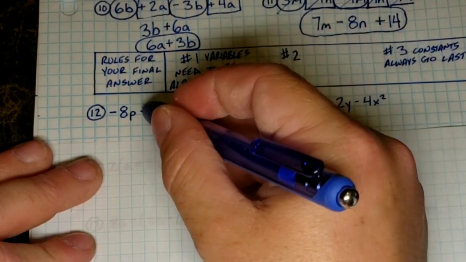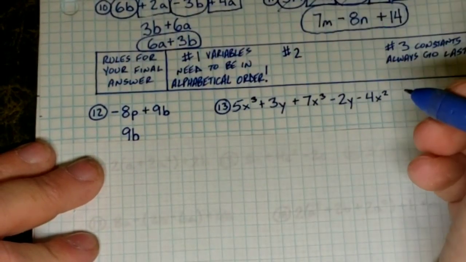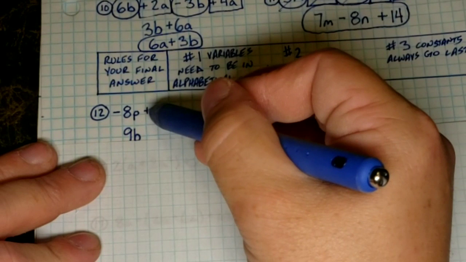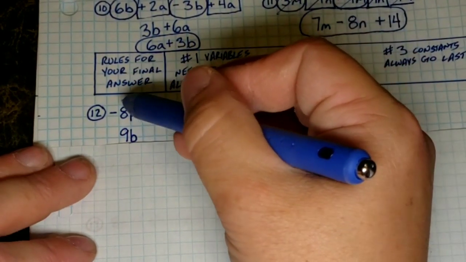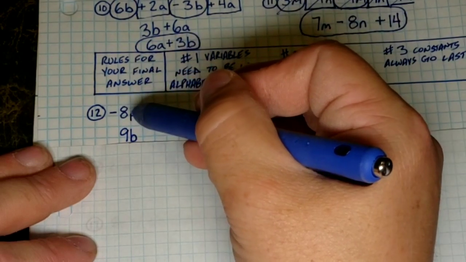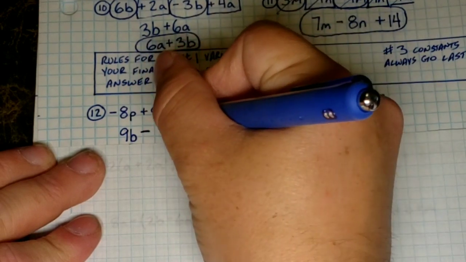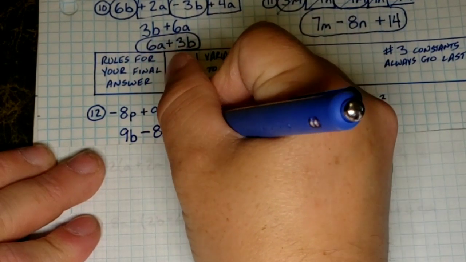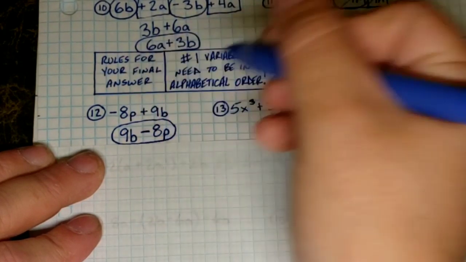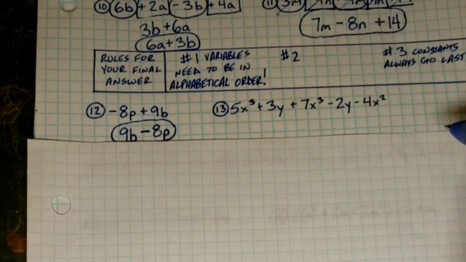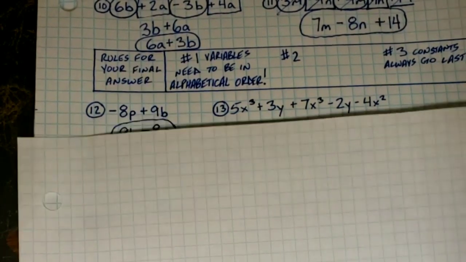So I'm going to bring this positive 9B up front. And you might think because there was a plus here, you need a plus here. But look at what you're about to move. It's a negative 8P. So when I bring it back here, the negative becomes the minus 8P. So no, there were not any like terms to combine, but there was some rearranging that we needed to do.